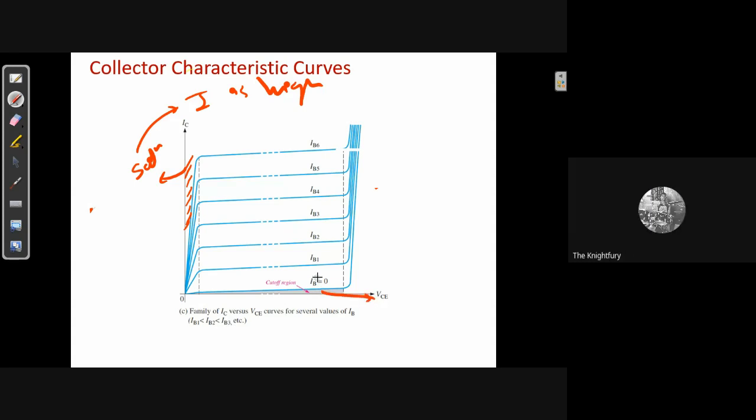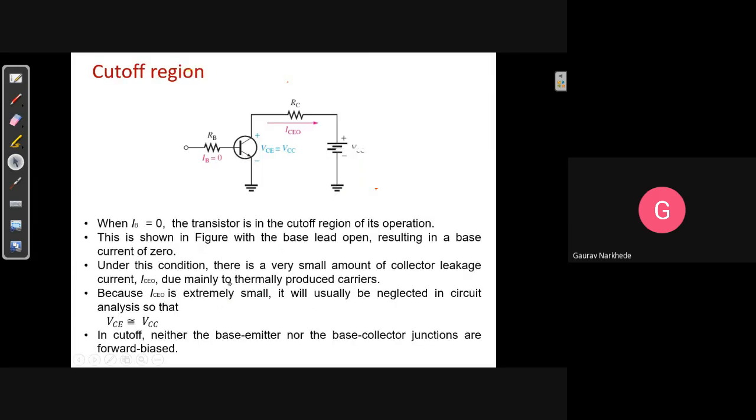Cutoff region. Here, what is the current? Zero. Right? So what is the behavior? What is the behavior? Okay, so in the cutoff region what happens?